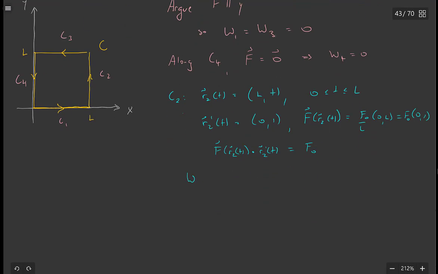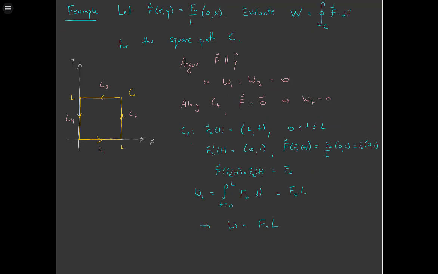And then we can integrate this to get the work along that second leg. It's the integral from t equals 0 to L of this dot product, which is just equal to F naught dt, and that works out to F naught L. The total work is equal to the sum of the work along each leg, but I argued that the work along the other 3 legs was equal to 0, so the total work is equal to just the work along this leg, and that's F naught L. So that's how you could solve this problem calculating the line integral directly.